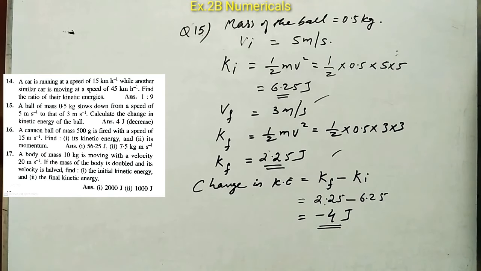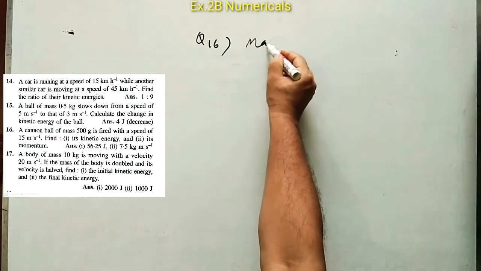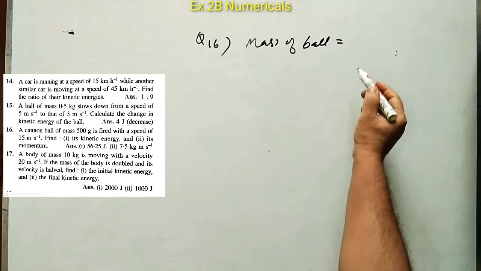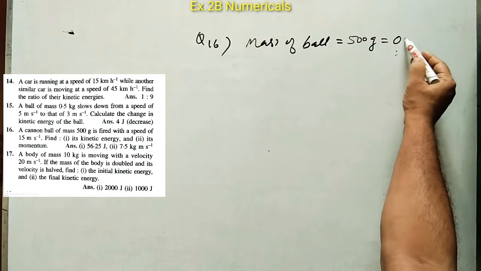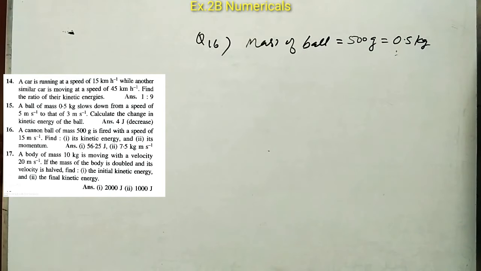Clear? Okay. Now let's solve question number 16. A cannonball of mass 500 gram is fired with a speed of 15 meter per second. Find the kinetic energy and its momentum. It's a very basic and direct question. The mass of the ball is given as 500 gram. So convert into kilogram. Dividing by 1000, we get it as 0.5 kilogram.